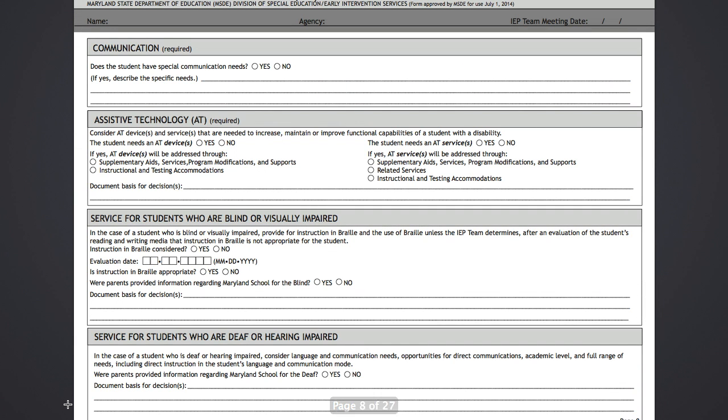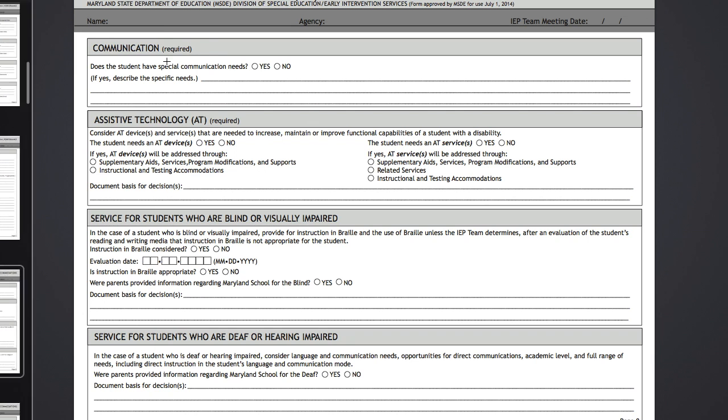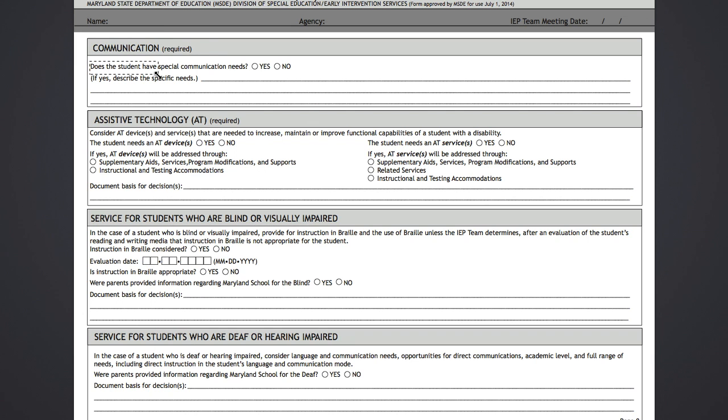So as we take a look at this, which begins on page 8, we see that the first question that you're asked to consider is, does the child have special communication needs? And so if yes, you'll answer yes and then indicate what those needs are. You'll do that in a narrative format, typically fairly brief, maybe a sentence, several sentences, a short paragraph.